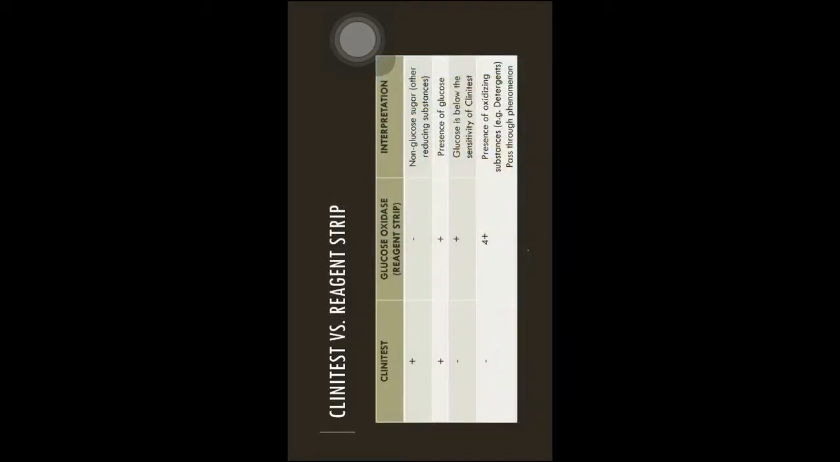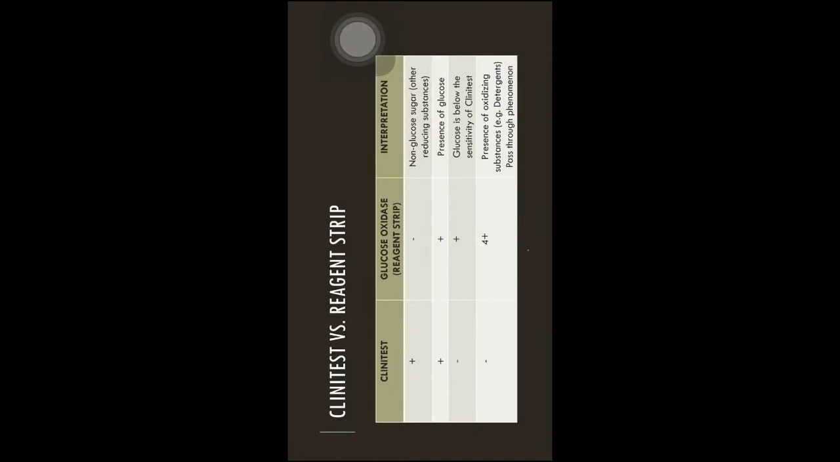Next, we compare the Clinitest versus the reagent strip. This is very important because in clinical microscopy they always ask about this. What if positive in the Clinitest but negative for glucose oxidase or the reagent strip? The Clinitest measures the reducing substances present in the urine, while glucose oxidase detects only the presence of glucose. So the interpretation is that there are sugars other than glucose, non-glucose reducing substances. It could be fructose, galactose, maltose, lactose.